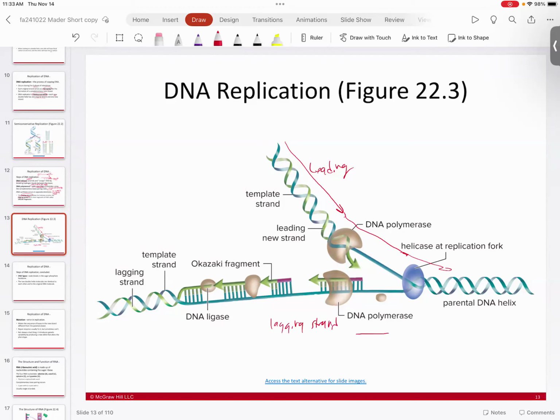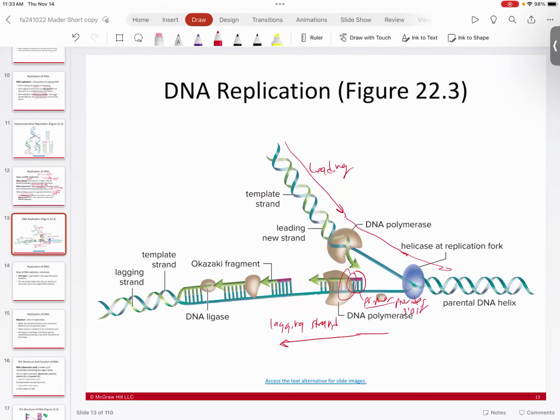However, on the lagging strand, which is this one over here, your directionality is the opposite direction. So your 5' to 3' direction is going away from the replication fork. So that basically means that the DNA polymerase has to move away from the replication fork. Not only that, but you need a little bit of a starter. So you have a bit of a primer right here, a short stretch of RNA that provides a 3' OH for the polymerase to build off of.